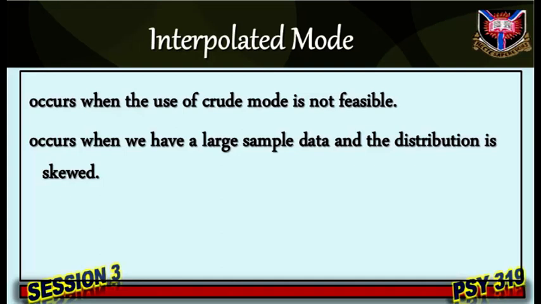Interpolated mode occurs when the use of crude mode is not feasible. The interpolated mode is favored. This, of course, occurs when we have a large sample data and the distribution is skewed. In this kind of situation, you use interpolated mode to determine the mode of the distribution.